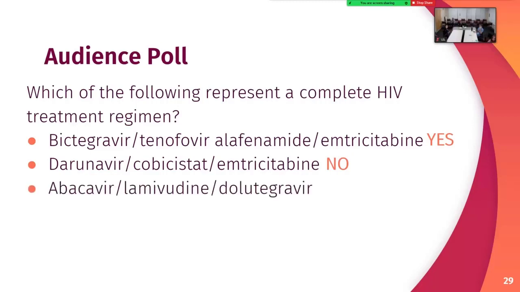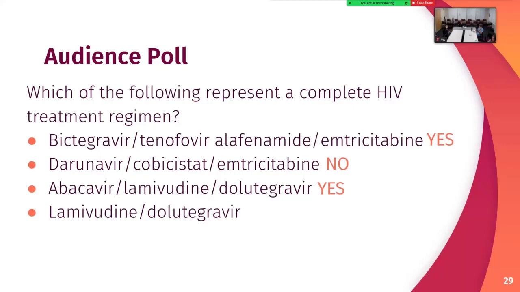Our next one is going to be abacavir, lamivudine, and dolutegravir. Raise your hand if you do think this is a complete drug regimen. Okay, and then raise your hand if you don't think this is a complete drug regimen. You guys are, what, 3 for 3. We've got yes, so this is our complete regimen. This is our Triumeq.